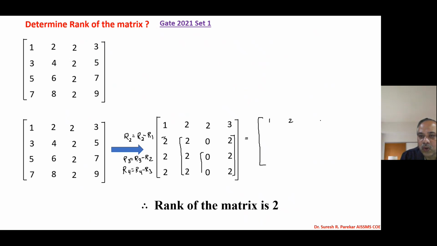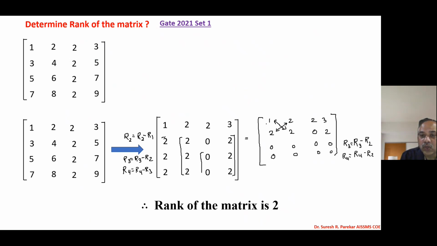Or you can have 1 2 2 3, then 2 2 0 2, then 0 0 0 0. This we get by R3 minus R2 and R4 minus R2. So R3 equals 0 0 0 0, and R4 equals 0 0 0 0. And now you can see if you multiply this, 2 minus 4 is not 0.